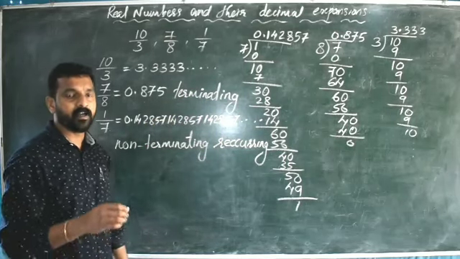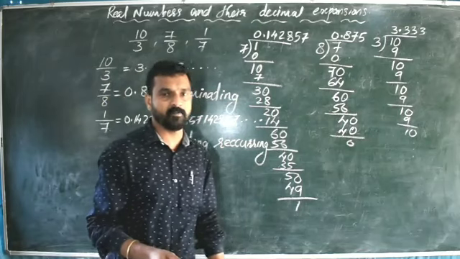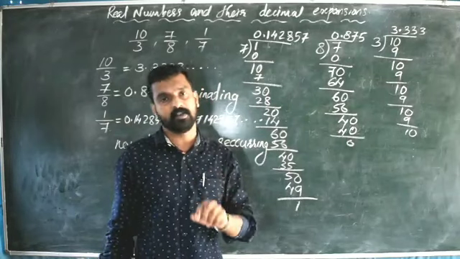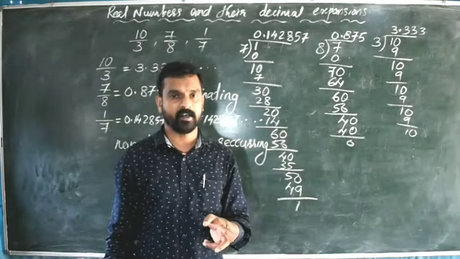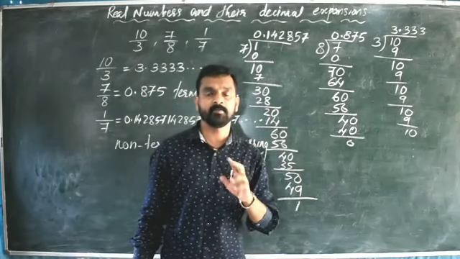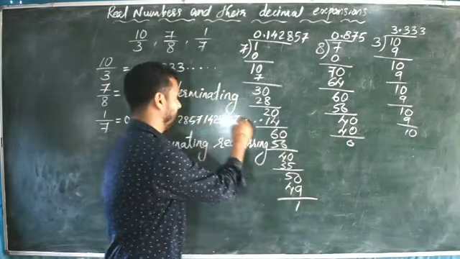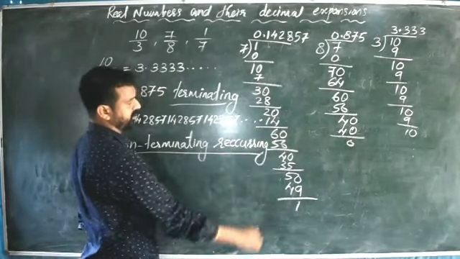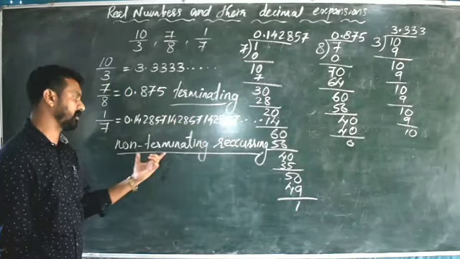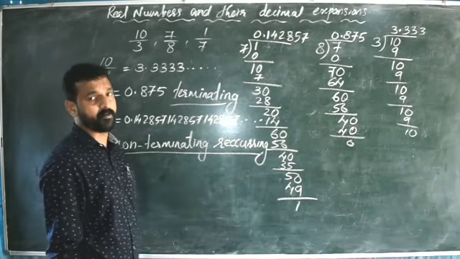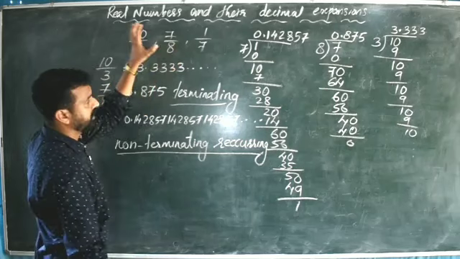So we can say that all rational numbers either will be terminating or non-terminating. Two cases only we will get in the case of a rational number. Either terminating decimals or non-terminating recurring decimals. Then from here we can say about irrational numbers. Now we checked only rational numbers.